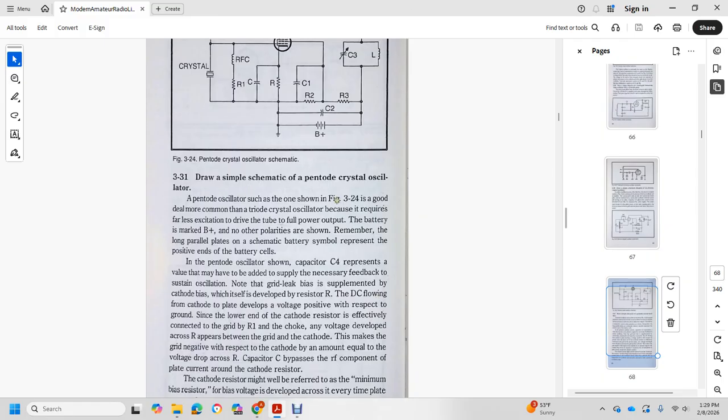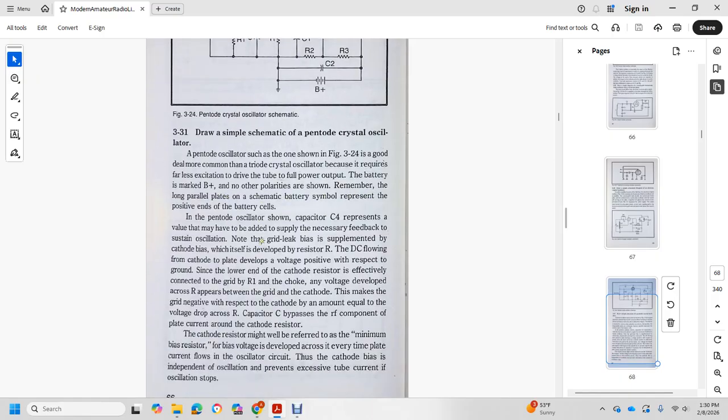331, draw a simple schematic pentode crystal oscillator. Pentode oscillators such as shown in figure 320 are a good deal more common than the triode crystal oscillator. The pentode requires far less excitation or drive of the tube, with full power output. The battery is marked positive bias, no other polarities shown. Remember, the long parallel plate of the schematic battery symbol represents the positive end of the battery cell.